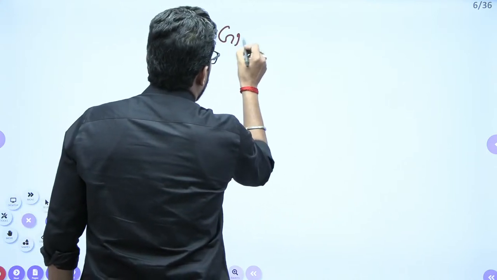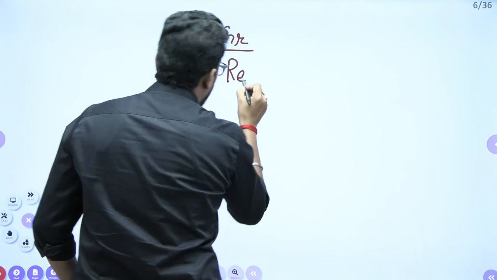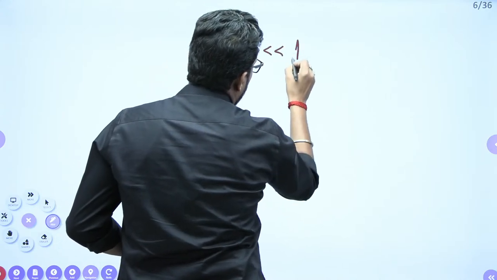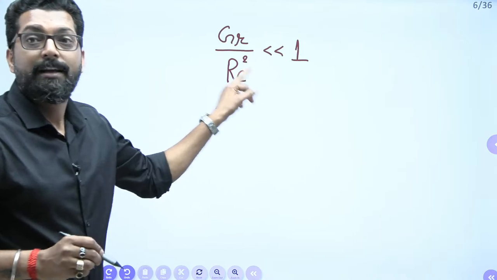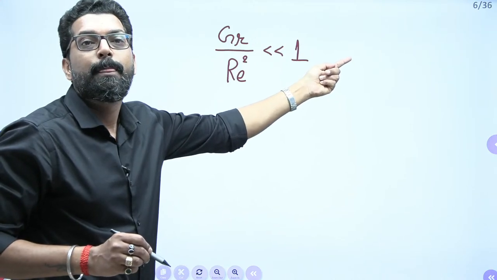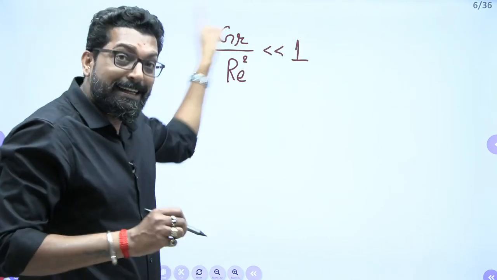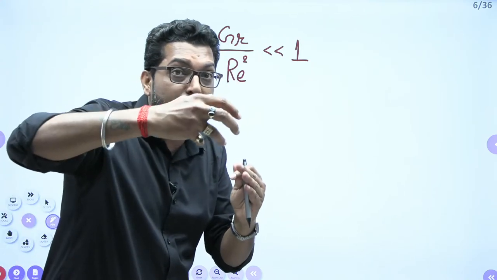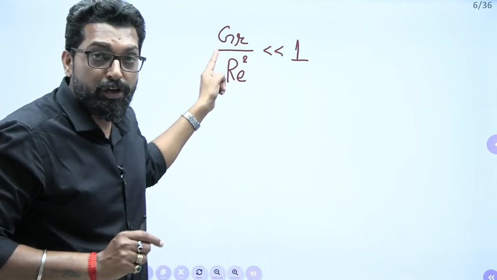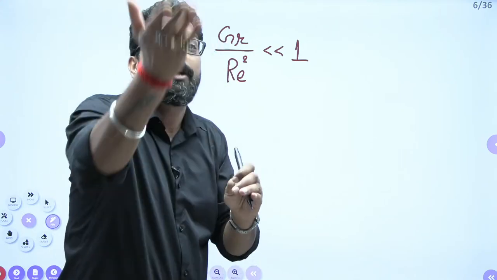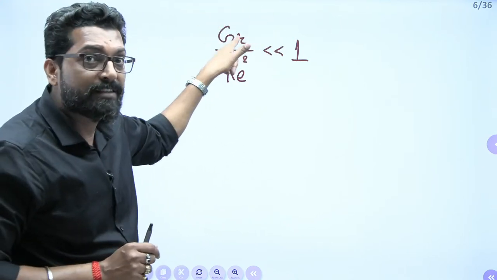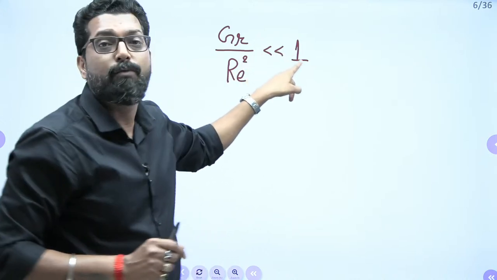Grashof's number divided by Reynolds number squared is very, very less than 1. If it is very much less than 1, that means Grashof's number is very much less than the Reynolds number, that means the Reynolds number is dominating. When the Reynolds number is dominating, the fluid has a high motion. If there is motion, that means there is forced convection. So the criterion for forced convection is that Gr/Re² must be less than 1.